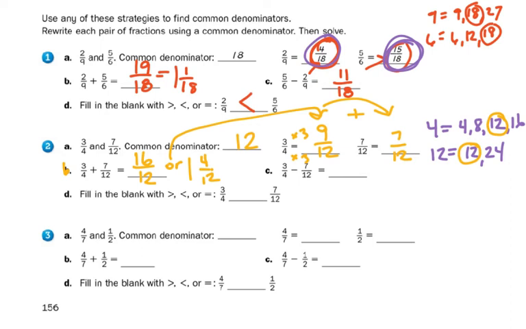Then 9/12, which is the same as 3/4, minus 7/12, is 2/12. So if I compare these two, 9/12 or 3/4 is greater than 7/12.